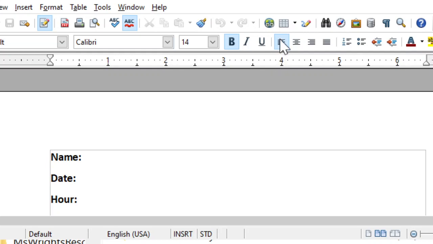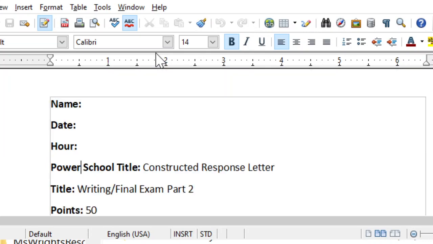Your final exam in my class is 2 parts. And so this is part 2. So you're going to type your name, the date in which you complete this part of your final exam, part 2, and the hour in which you have me. The title of this is Constructed Response Letter. It's going to be under writing, and this is your final exam, part 2.